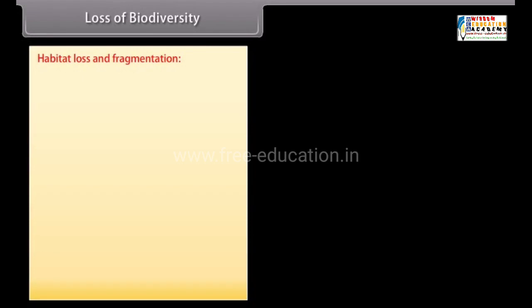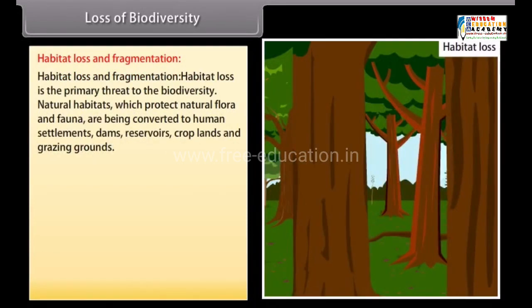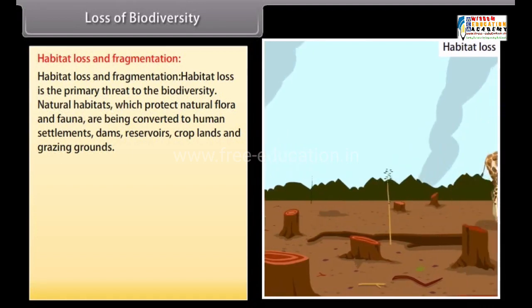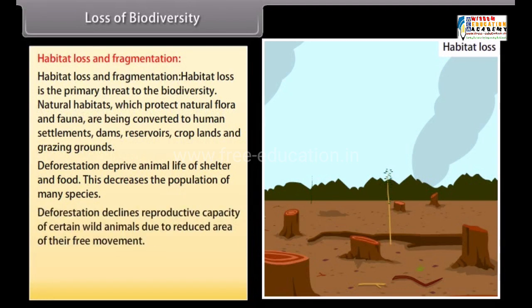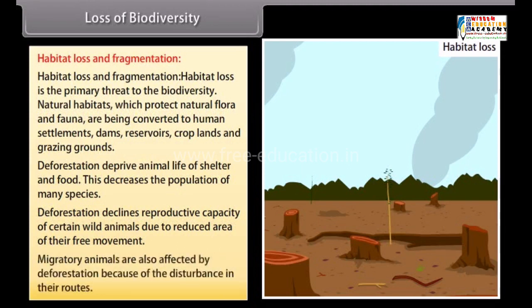Habitat loss and fragmentation. Habitat loss is the primary threat to the biodiversity. Natural habitats, which protect natural flora and fauna, are being converted to human settlements, dams, reservoirs, croplands, and grazing grounds. Deforestation deprives animal life of shelter and food. This decreases the population of many species. Deforestation declines reproductive capacity of certain wild animals due to reduced area of their free movement. Migratory animals are also affected by deforestation because of the disturbance in their routes.